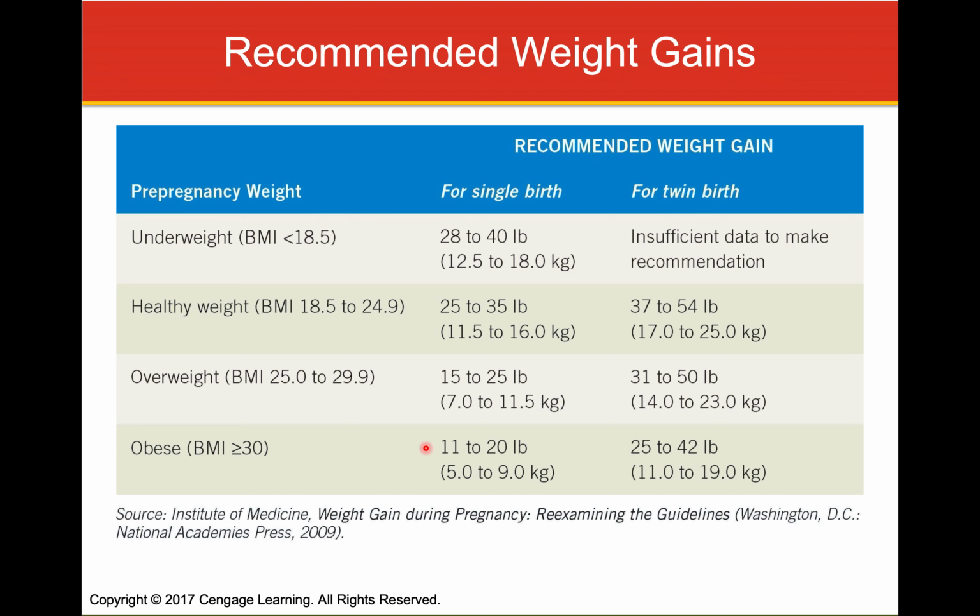And then for obese, even when somebody is considered obese, they are still supposed to gain weight, 11 to 20 pounds. Now, you don't need to know these numbers here on the right for twin birth, but for single birth, I want you guys to know these numbers because on the exam, I may ask you, Alicia is a 28-year-old female with a BMI of 28. How much weight should she gain during her pregnancy? And so you'll have to know 15 to 25 pounds.